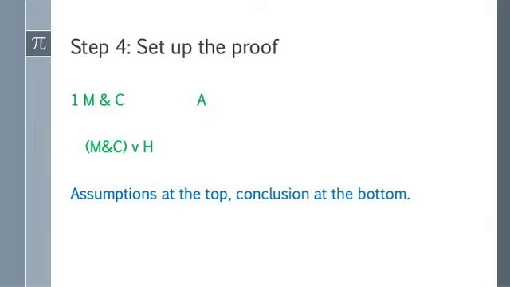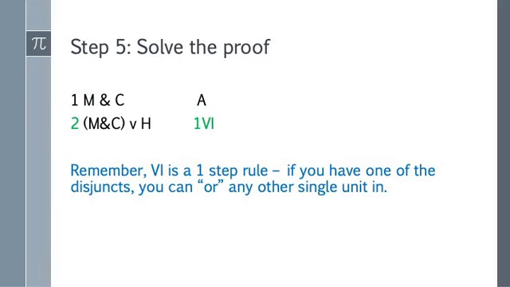Look at the conclusion. You need to get to M and C or H. How will you do that? Well, you can notice that you have the M and C portion just from the assumption on line 1. Solve the proof. In this case, we just use something called or in. It just takes one step for us to take M and C and just add or H. And the justification is line 1, or in. Now that means we are putting in an or symbol.